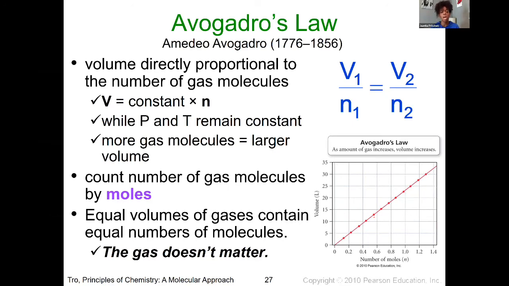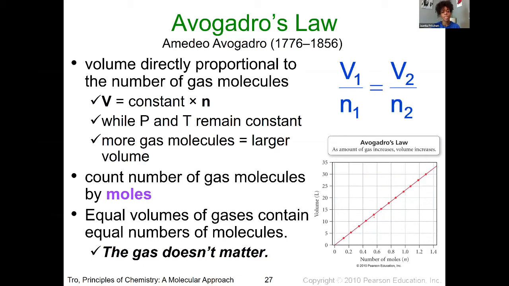Avogadro's law looks at the relationship between the volume of a gas and the number of particles that are present, or the number of moles. What we're going to learn here is that these two variables have a direct relationship. So if I increase one, the other goes up, or if I decrease one, the other one goes down. It's a very similar relationship to what we saw in Charles' law.